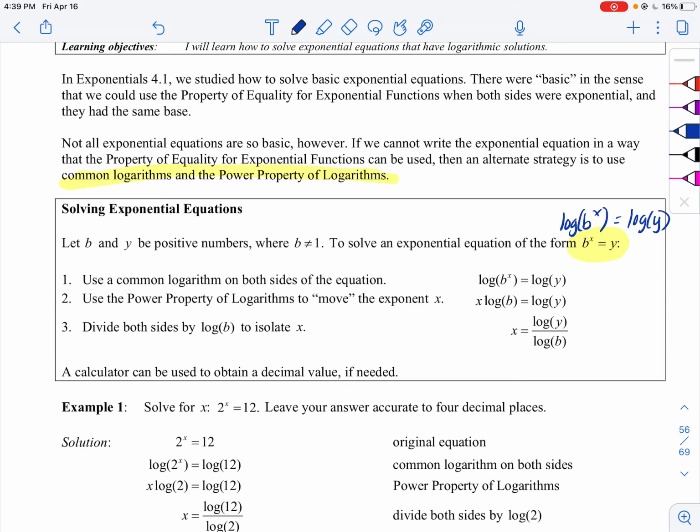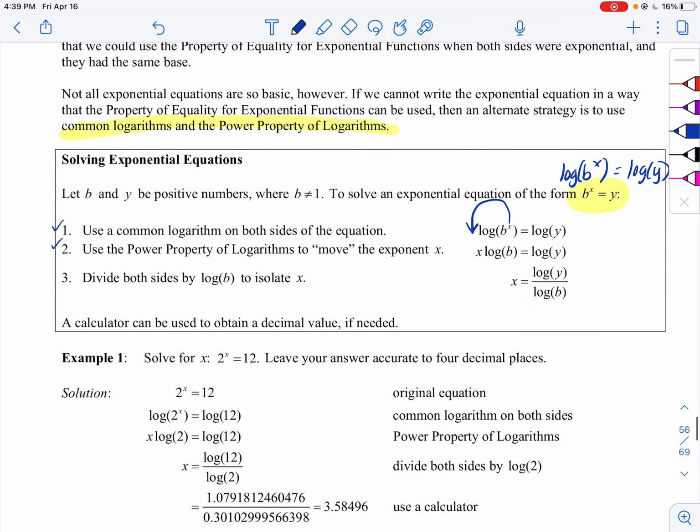Then I'm going to use step number 2: use the property of log to move the exponent. The property of log says that the exponent can be written in front of the log. So I can bring the x, or whatever that exponent is, in front of the log. Then I have x log of b equals log of y. And of course, both bases here are 10 because it's a common log, so we don't have to write that.